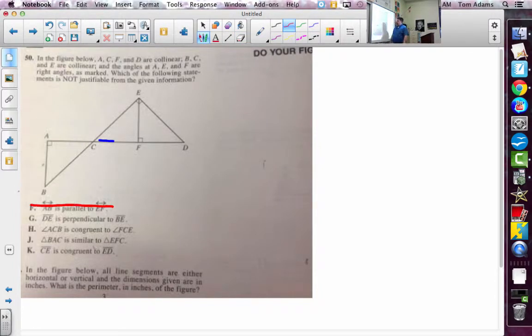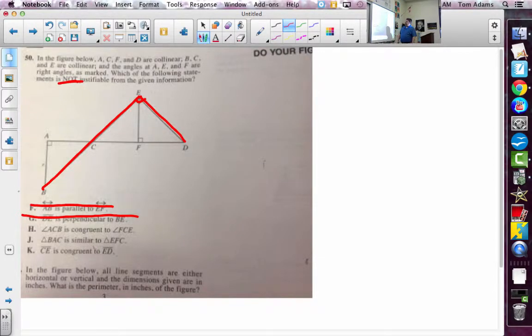That one's good. DE is perpendicular to BE. Well, yeah, it's already marked and it said that angle was, right? So that's justifiable. Remember, we're looking for not justifiable.